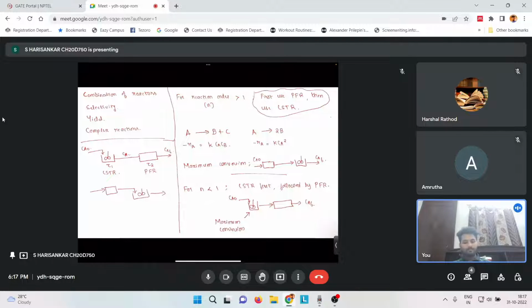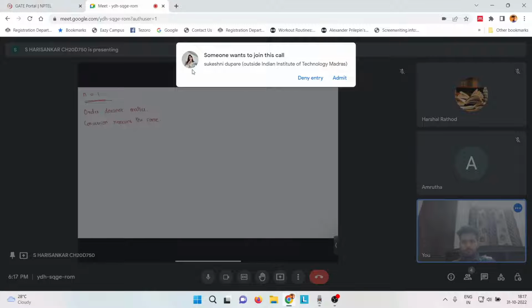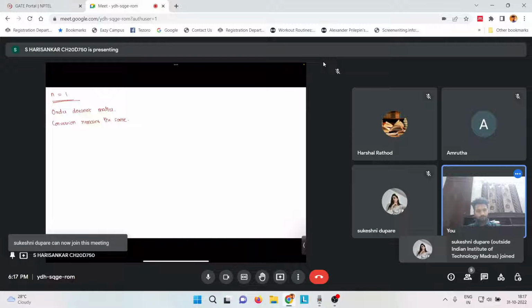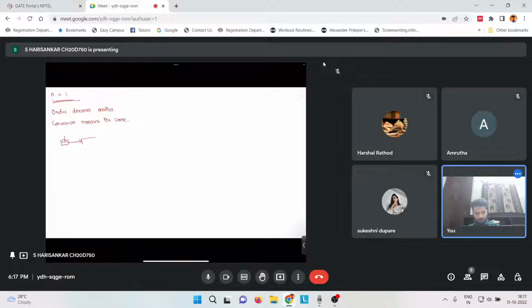So what this means basically is, whether you follow this order or this order, the conversion will remain the same. So that is for order equal to 1. Now there is a special case here.